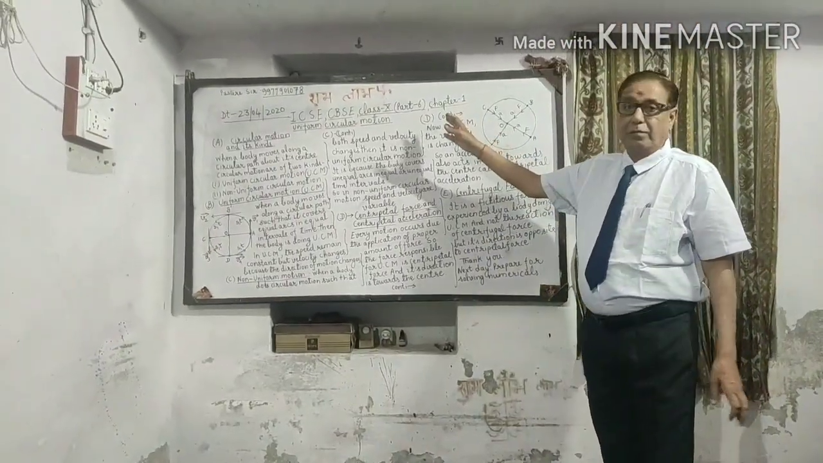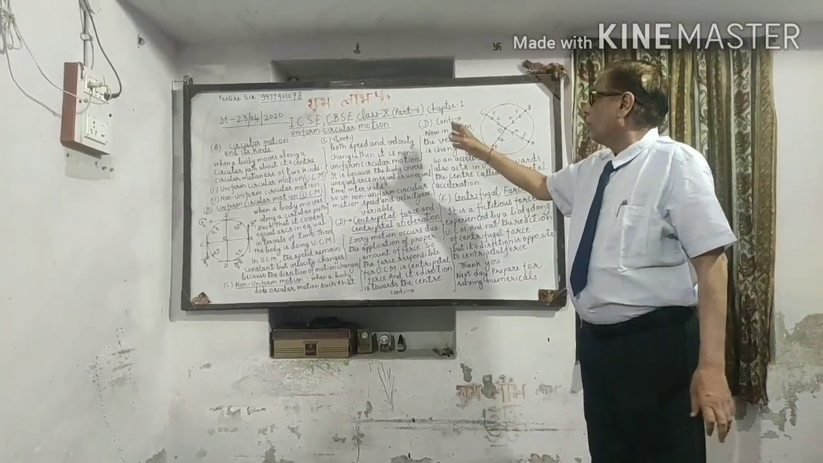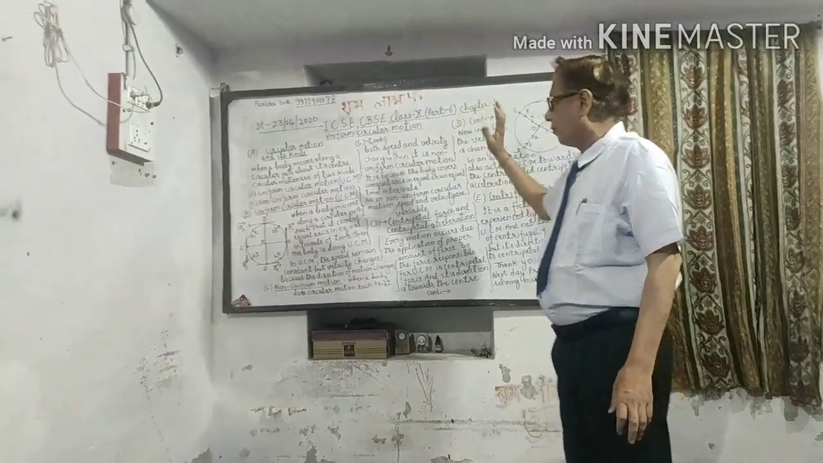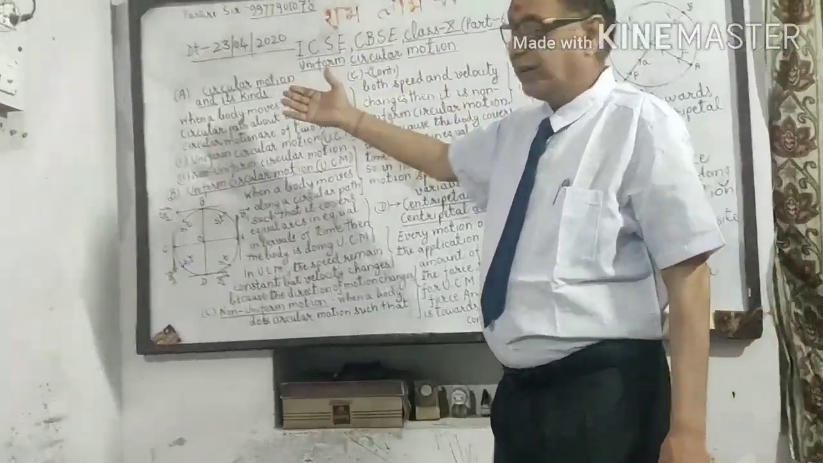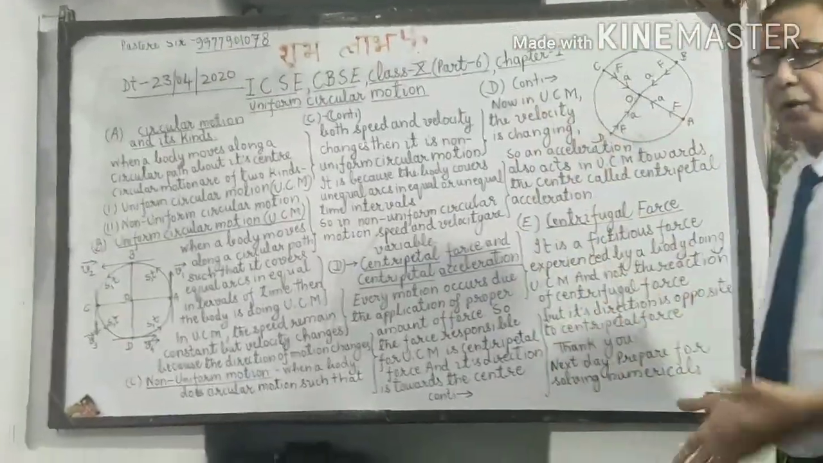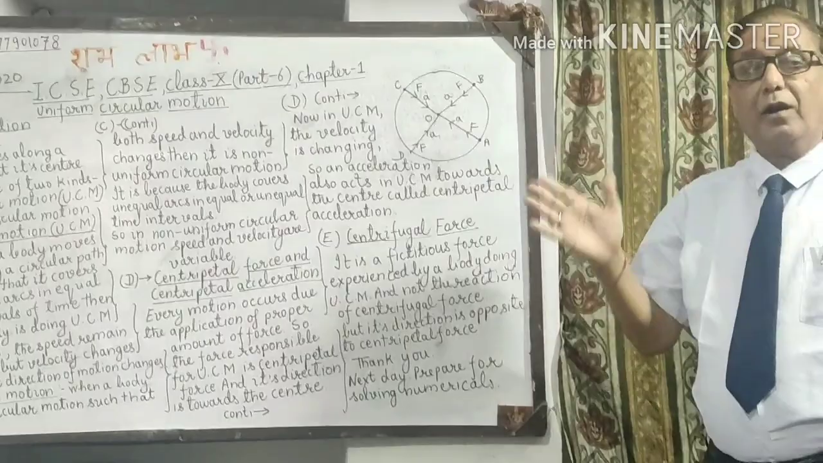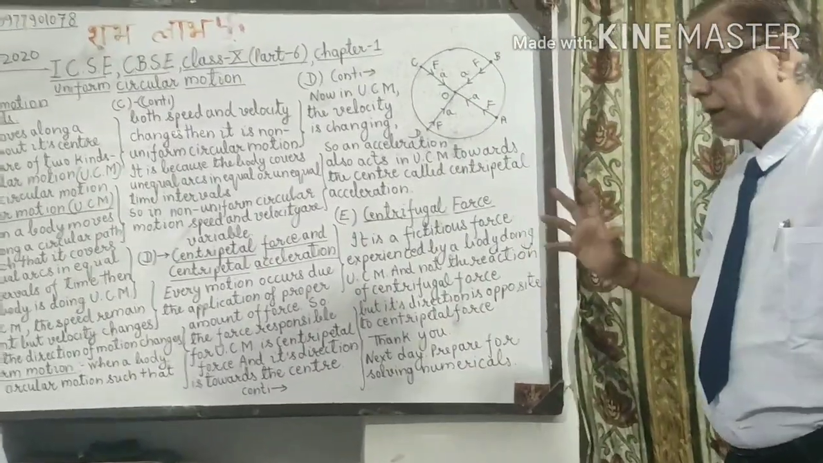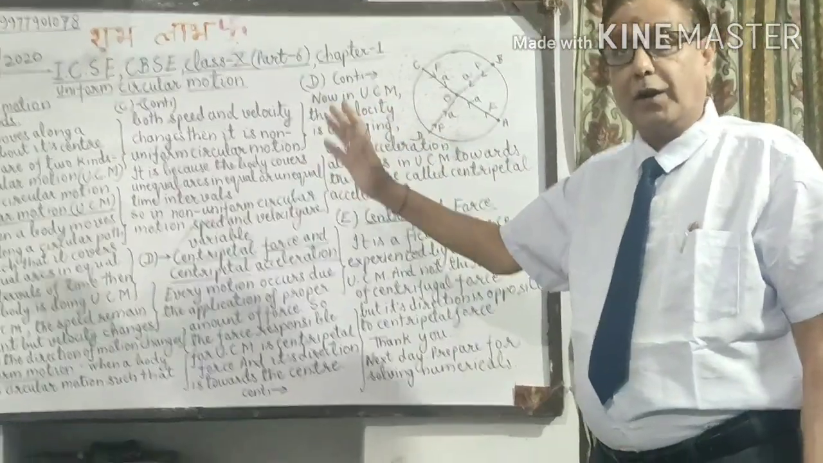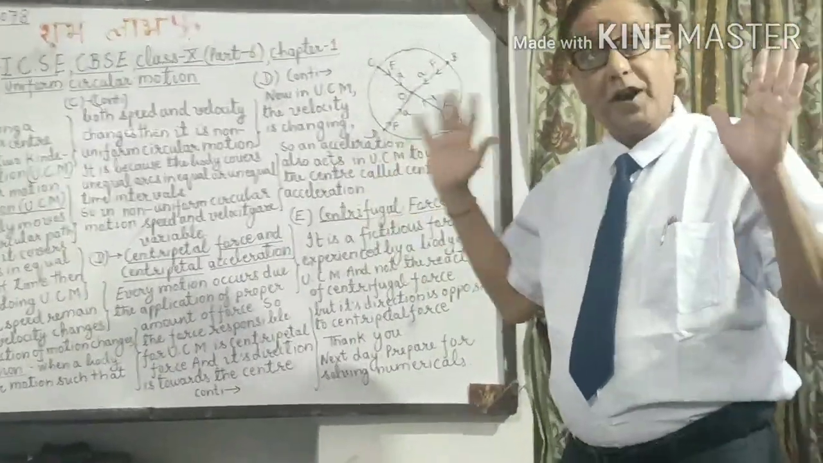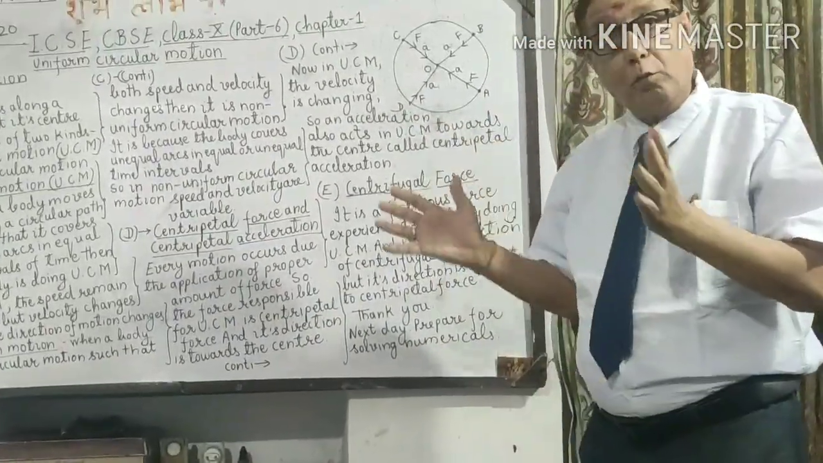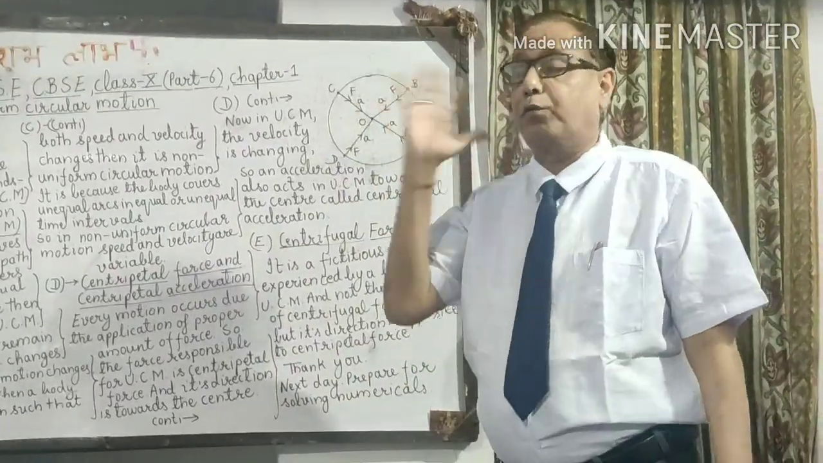This is the last part, the sixth part of chapter 1, which is uniform circular motion. Today's date is 23/4/2020. After this last part, be ready for solving the numericals. I will solve the numericals on the blackboard, you will see, and I will clarify and explain them. So be very attentive when I am solving the numericals. And before the numericals, you should read all the 6 parts carefully.